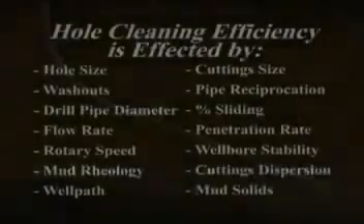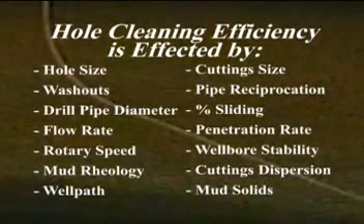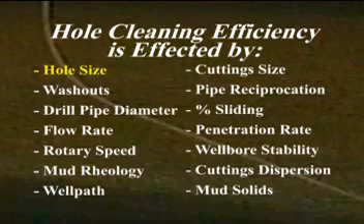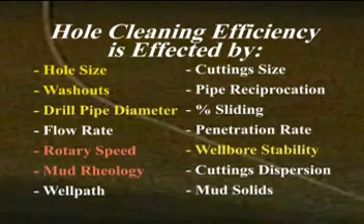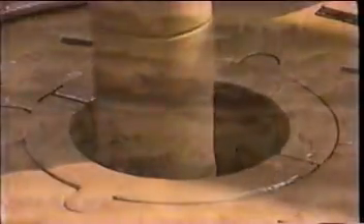There's no doubt that all of these elements play a role in how fast we're able to get cuttings out of the hole. Elements such as hole size, washouts, drill pipe size, and wellbore instability will affect my annular flow rates, while rotary speed and mud rheology will play a role in how efficiently we're able to get cuttings into the fluid flow.